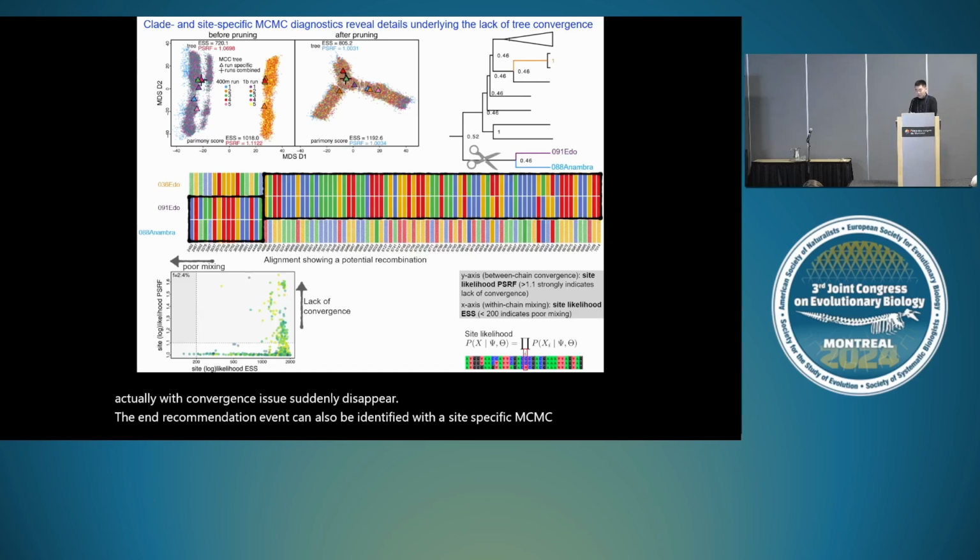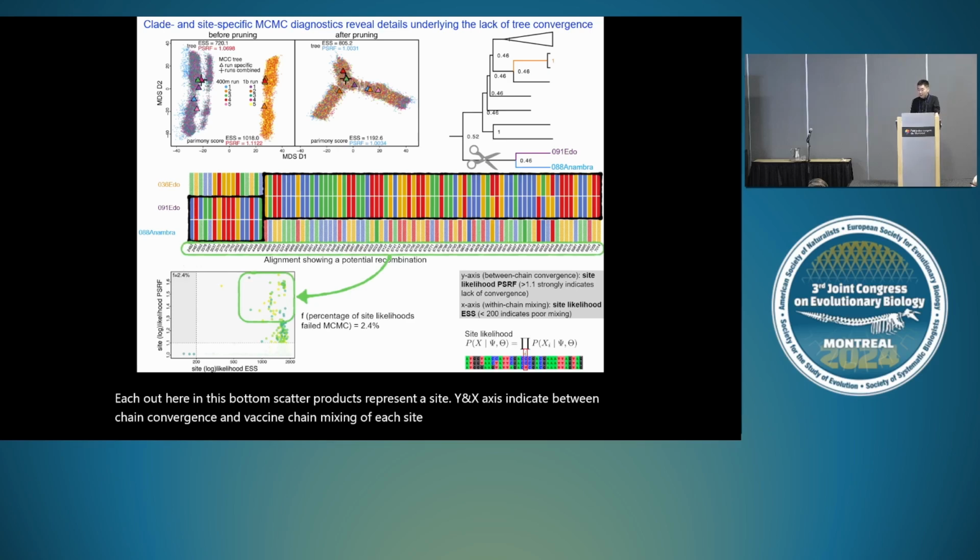So here we're basically treating the phylogenetic likelihood at each site as a continuous variable and then computing the corresponding PSRF and ESS. And each dot in this bottom scatter plot does represent a site. The y- and x-axes indicate the between-chain convergence and within-chain mixing of each site, respectively.